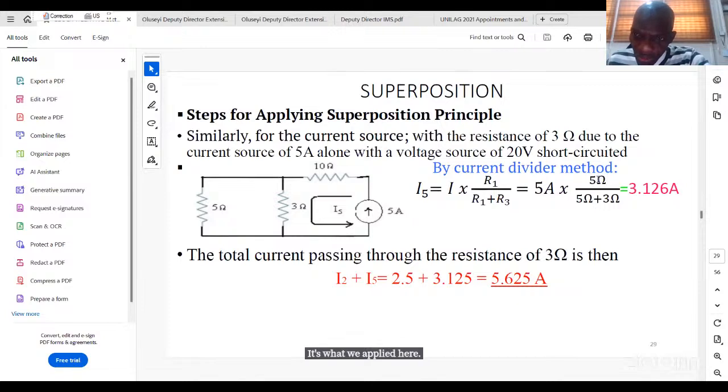So you will see that the current flowing in I5, that is this 3 ohms resistance, due to the 5 amps source, is the one that we considered. So on the account of that, you have 5 amps times 5 ohms divided by 5 plus 3 ohms. That gave us this. So by the time you put the two together, you will have I2 plus I5, which will give us 2.5 plus 3.125, which is 5.625 amps.